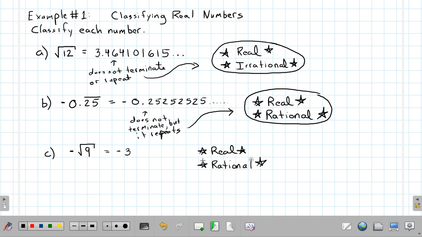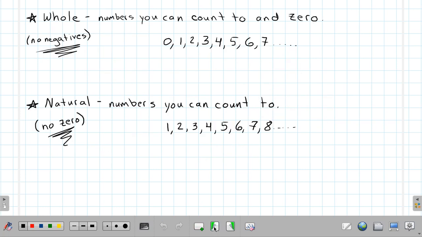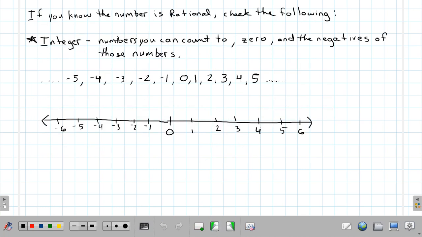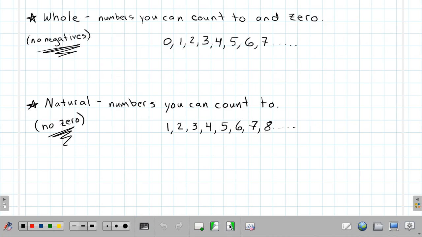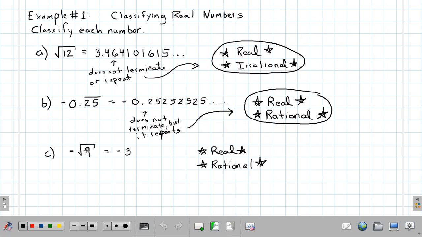Well, now we go and ask, well, is it an integer? Well, let's go back and look and see. Well, what is an integer? It is a number you can count to, 0, and the negatives of those numbers. Well, since we can count to the number 3, and negative 3 is the negative of the number 3, and actually you see it right here in the list that I made, negative 3, the negative square root of 9 is actually also an integer.